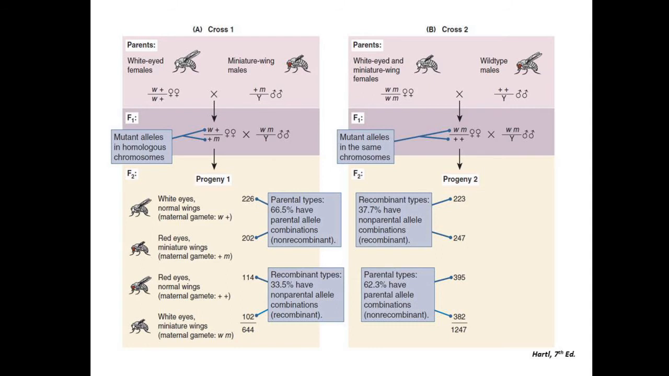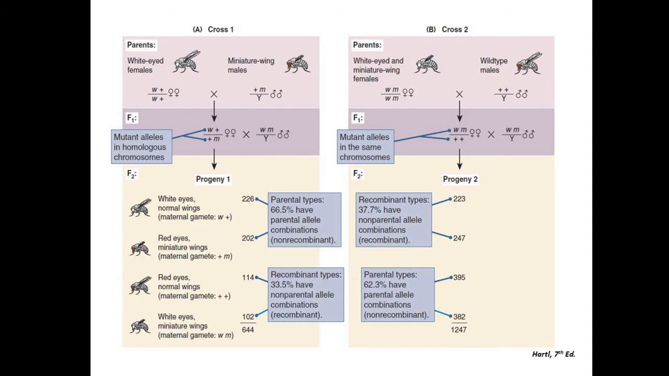So one pair of the chromosome is Y, so forget about it, don't count it. Just count, in that first example, in this F2 panel, white eye normal wing. Okay, white eye normal wing. So this is one of the parental types.